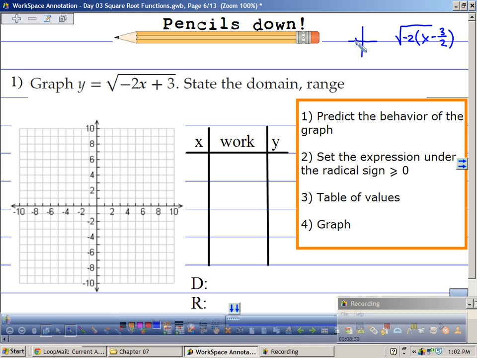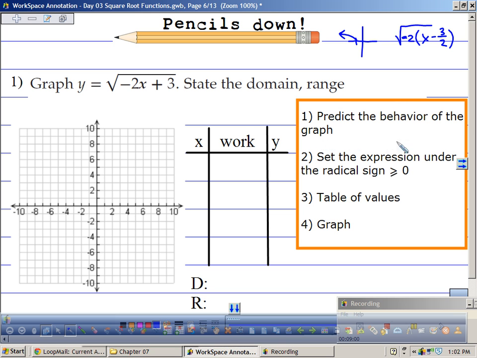Then it's going to be shifted what? Not down. It's not going to go this way. I shifted it over 3/2. This is a negative coefficient. What does a negative coefficient mean in quadratics? It means it's frowning, right? So frowning means it's going to go that way. And I'm going to put all of those up when you guys take your notes. We're going to put the behavior of the graphs.